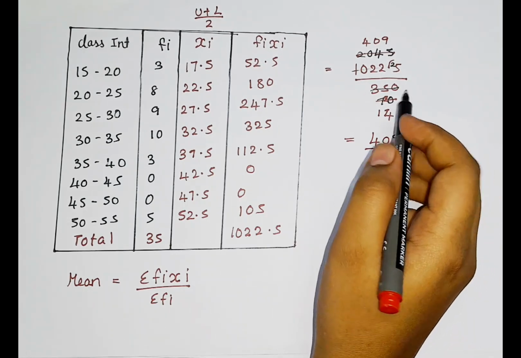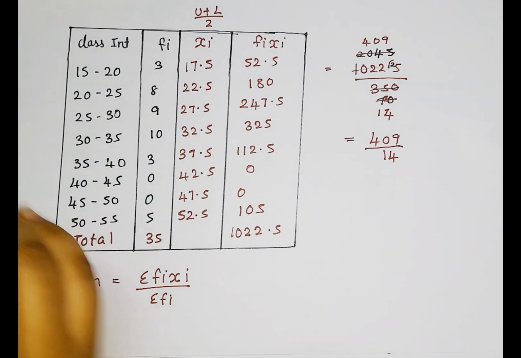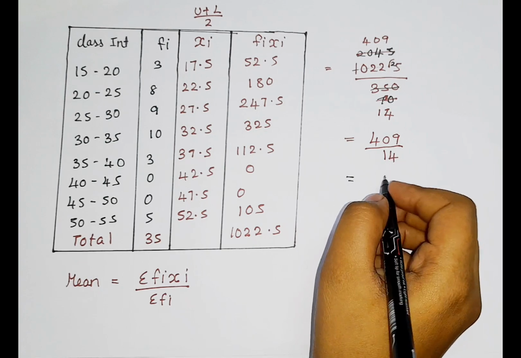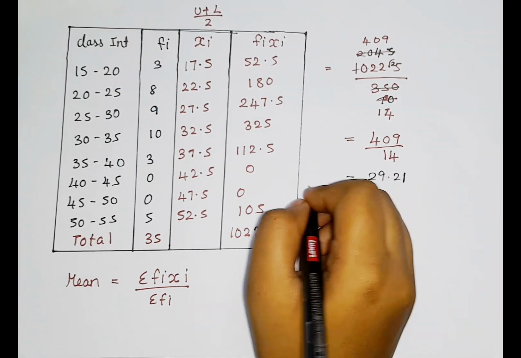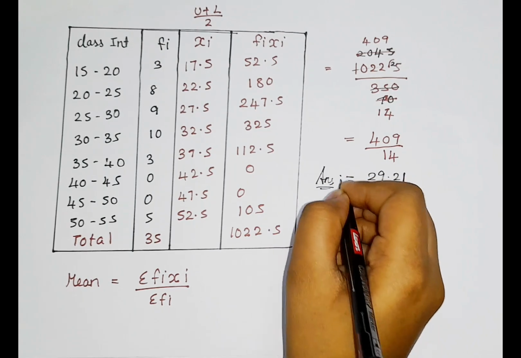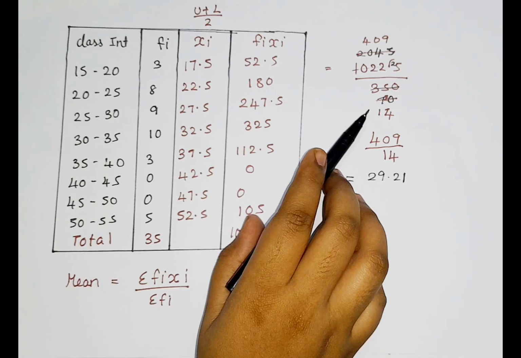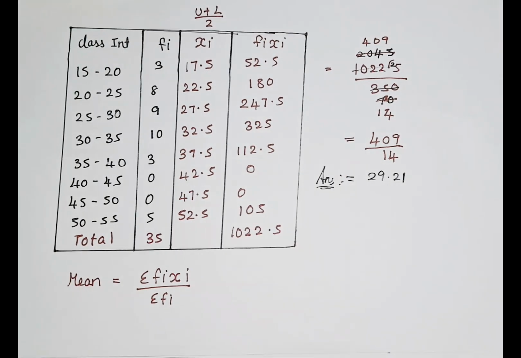If I had committed a mistake here, I am sorry. I just committed a mistake, but now this answer is correct. When we divide it, we'll get 29.21. So this is going to be our answer. I made a mistake in the calculation, but I just solved it, isn't it?